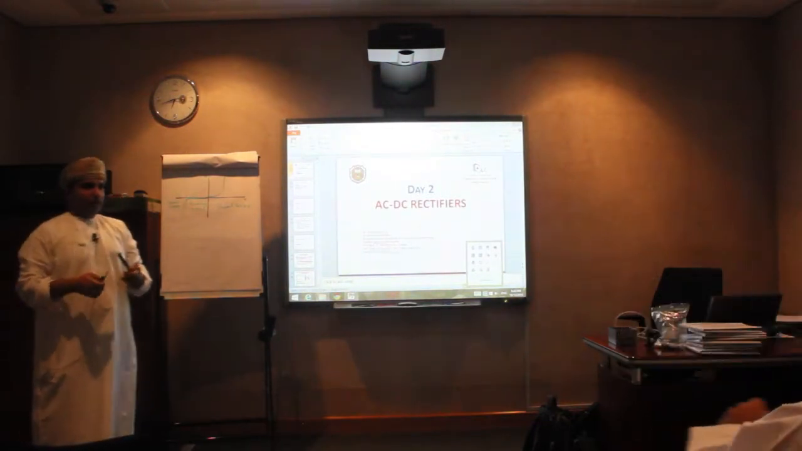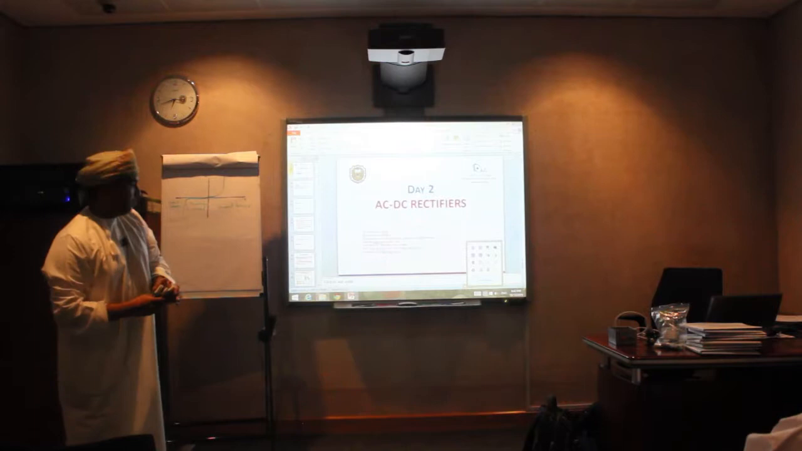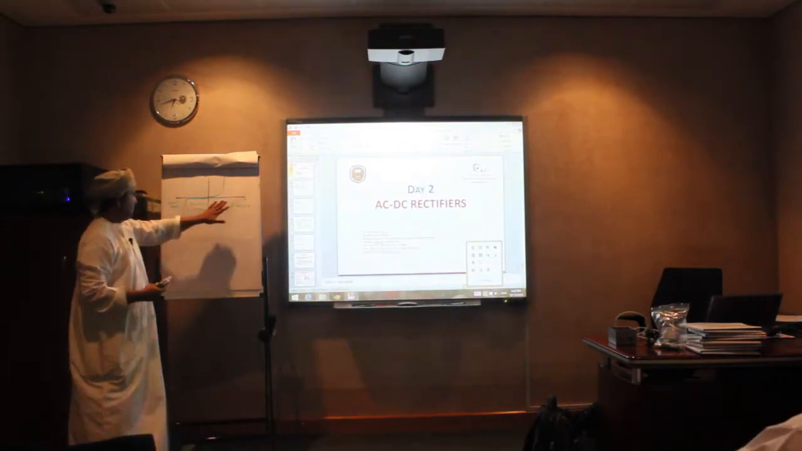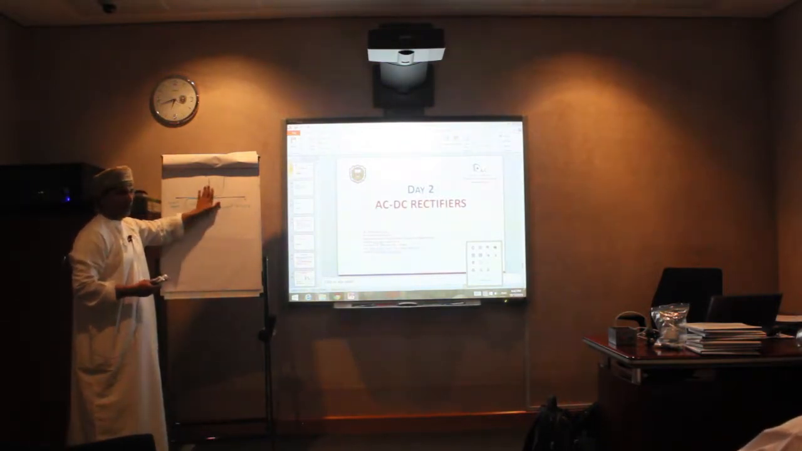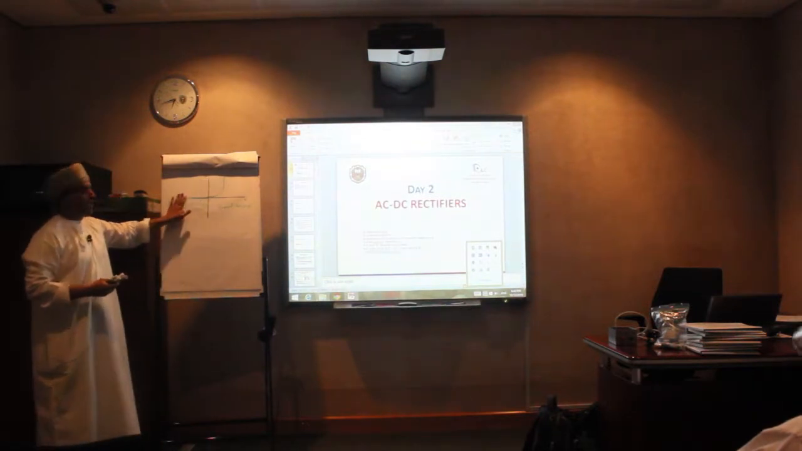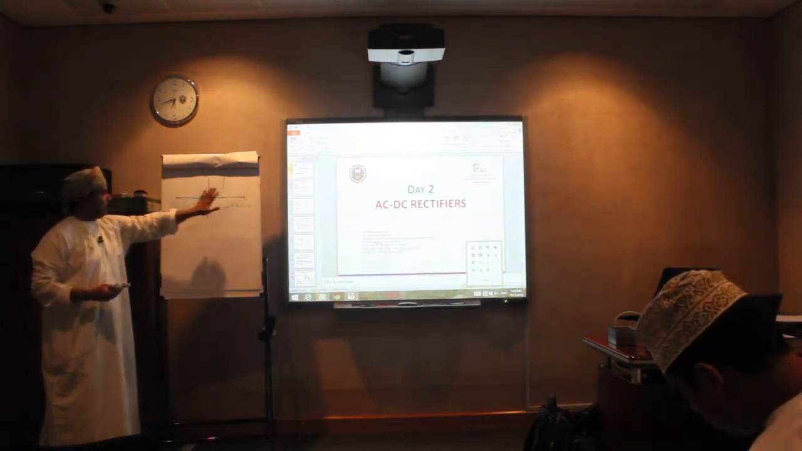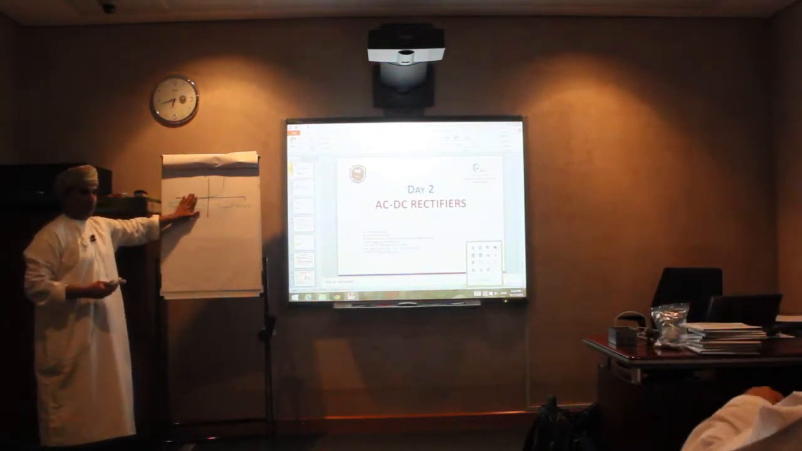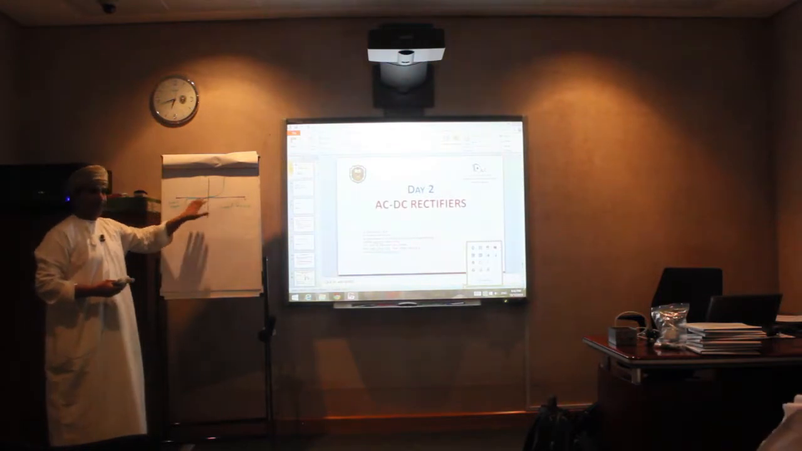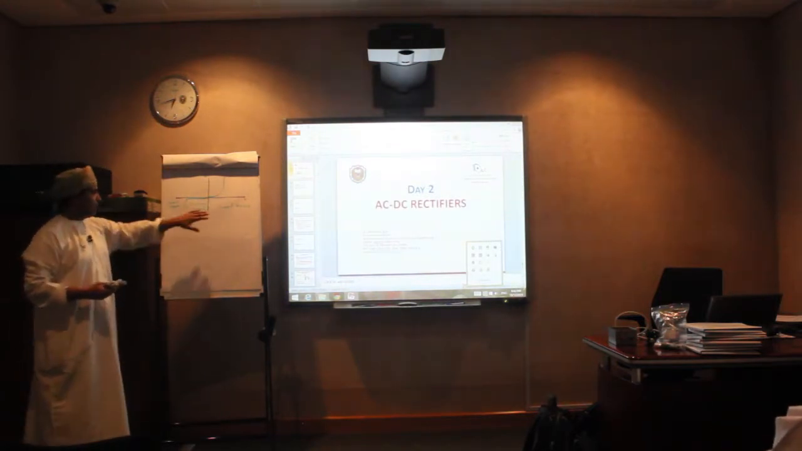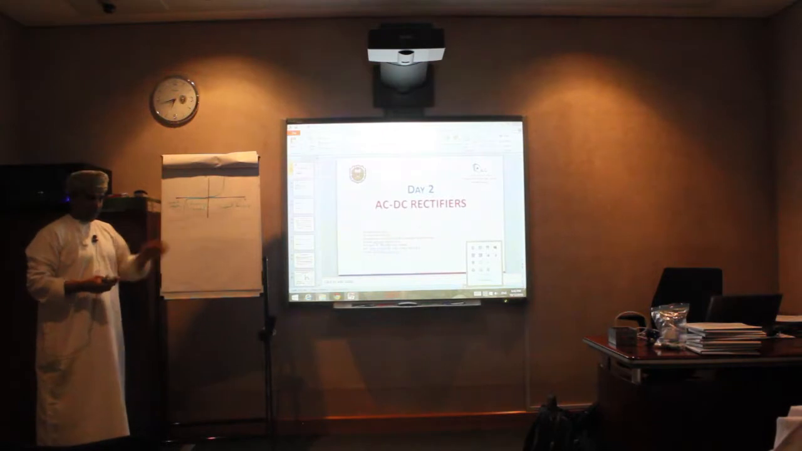Actually, in power electronics, the diode is recommended to work in these two areas. The breakdown region sometimes could be destructive unless it is specified by the manufacturer of those diodes. So those are the areas where we are working, forward biased and reverse biased. And let me show you how it will work in both.